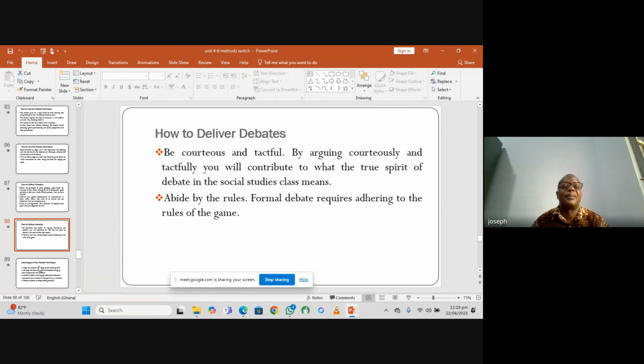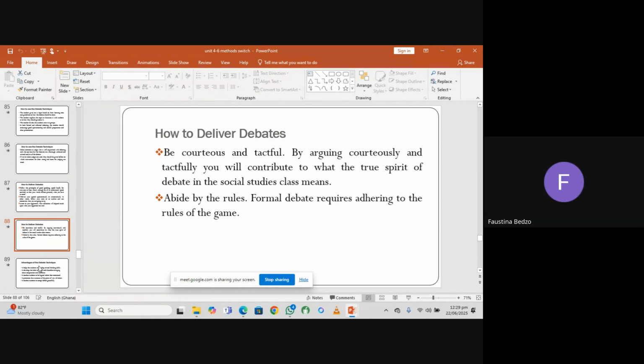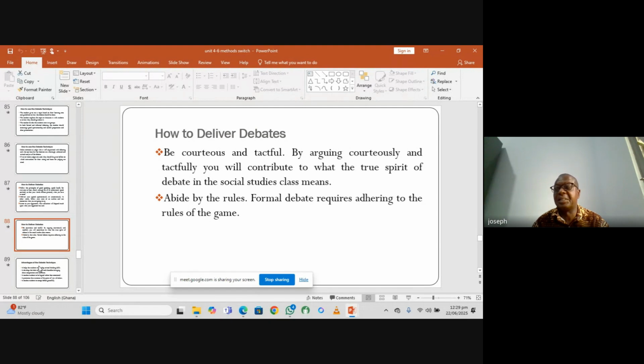Yes, any other? Yes, sir, it enhances the learner's confidence in communication. Yes, they develop confidence because they are going to stand or sit before an audience. So as they continue debating, they are building their confidence level, which will enable them to speak to a large group of people.